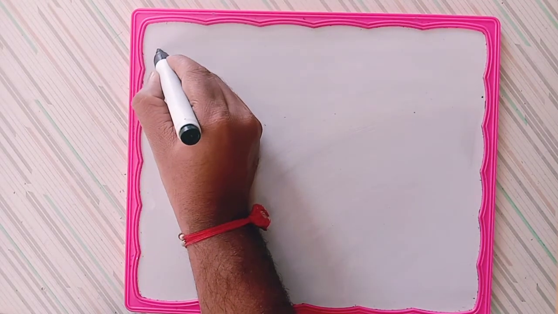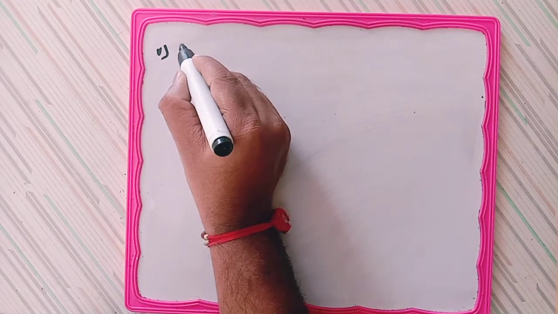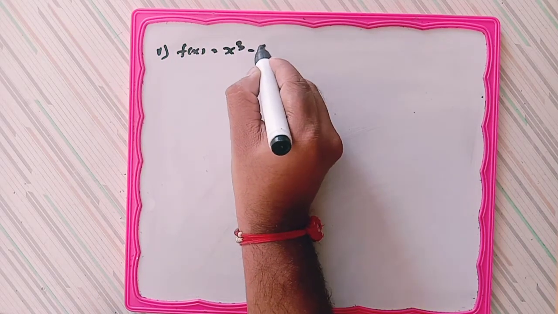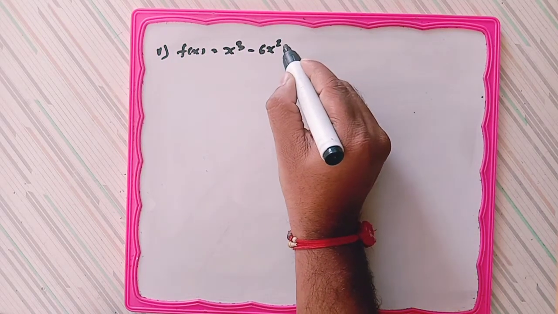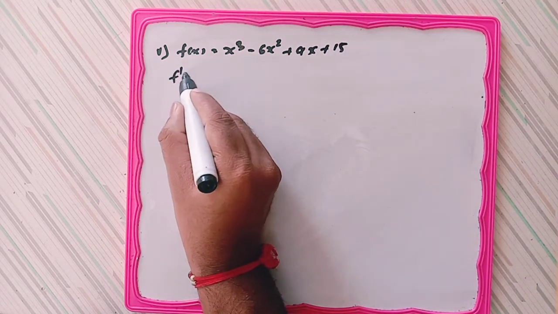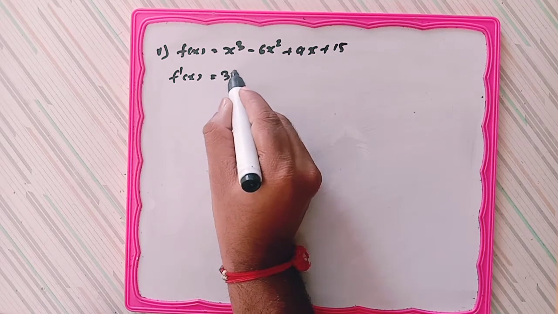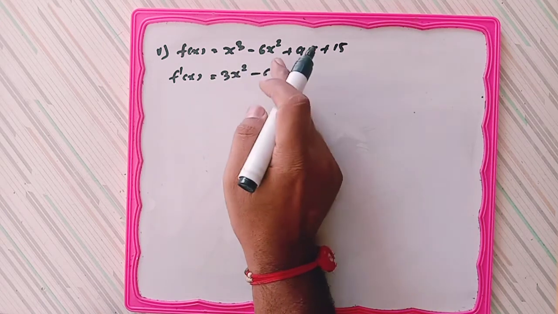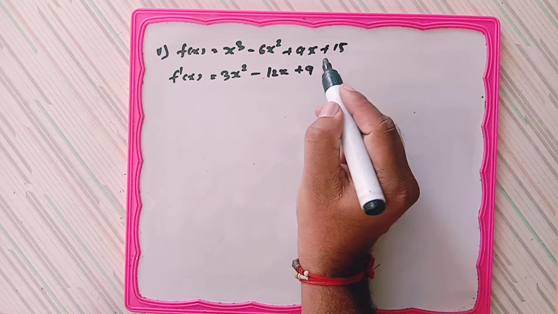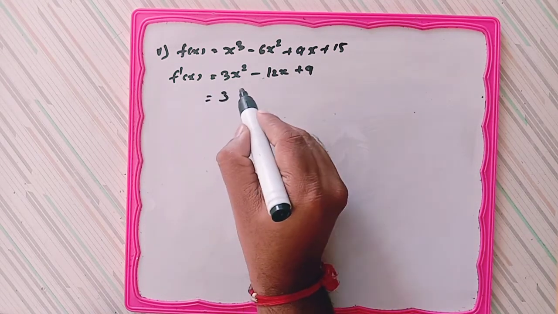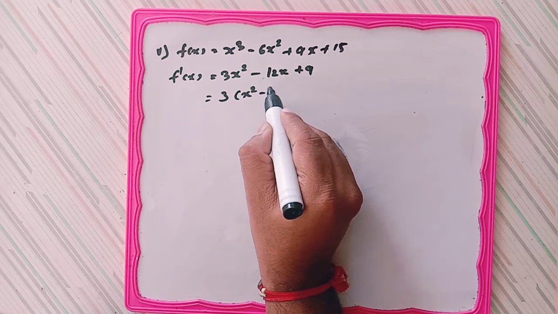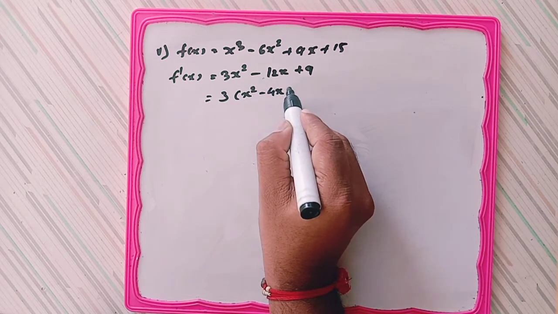Fifth question we have f(x) equals x cube minus 6x square plus 9x plus 15. So f dash x equals 3x square minus 12x plus 9. So 3 we take out common, and x square minus 4x plus 3.